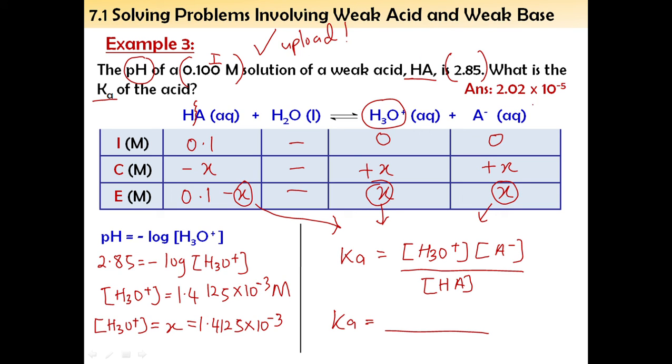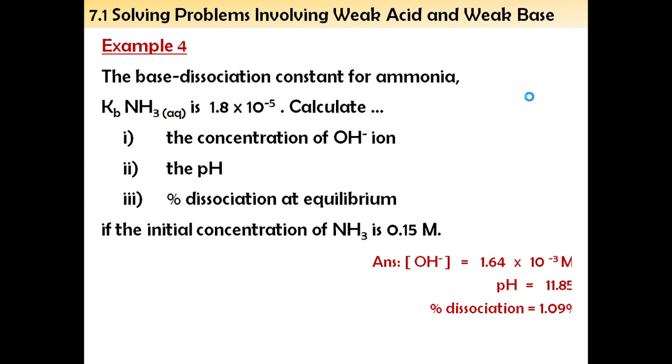This is the answer. Boleh tengoklah dapat ke tak? Boleh? Okay. So, we are settled with example 3. So, we move forward to example 4. Okay, yang ni saya akan tunjuk sikit because this is for ammonia and you are given Kb. So, yang ni adalah base. So, tadi contoh kita guna acid kan? So, untuk base saya tunjuk sikit.